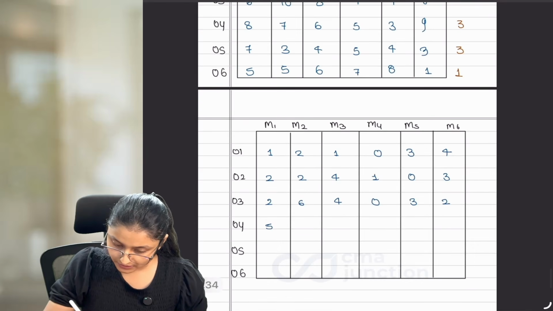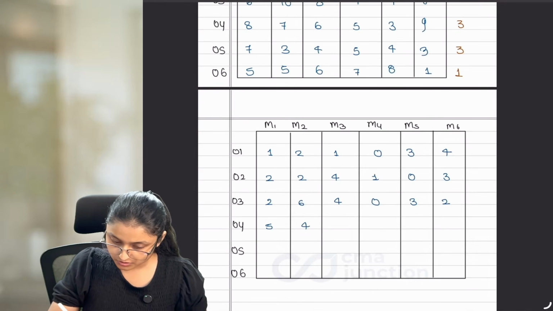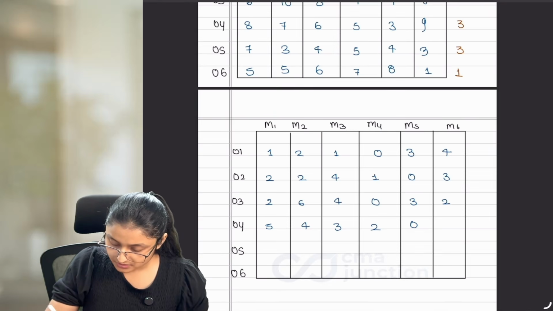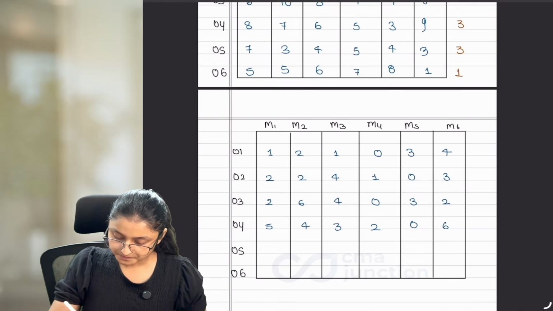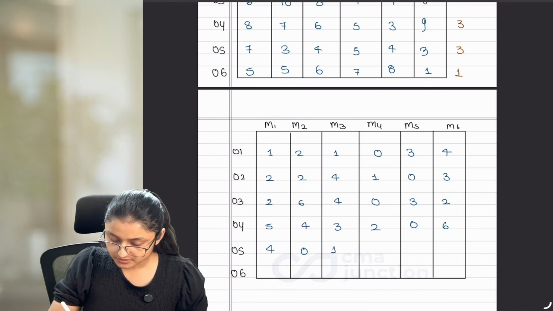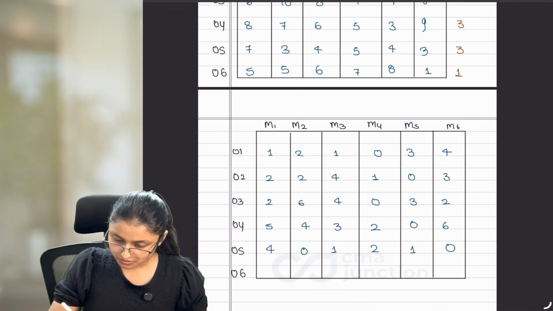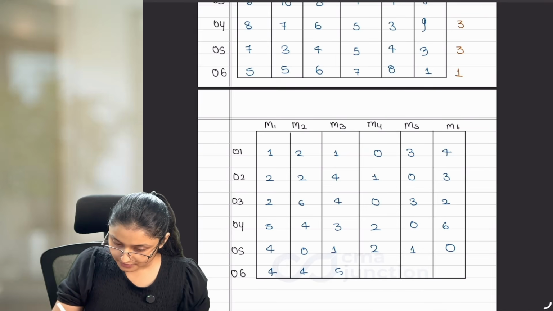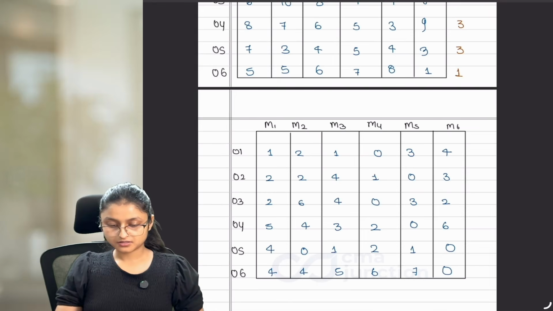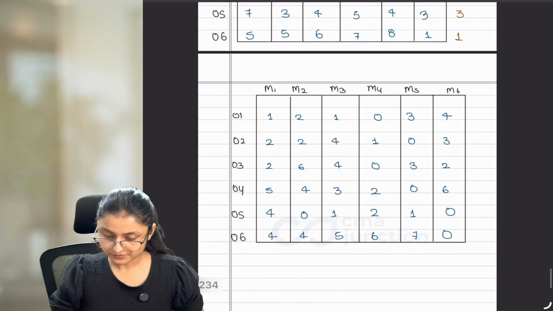8 minus 3, 5, 7 minus 3, 4, 6 minus 3, 3, 5 minus 3 is 2, 3 minus 3, 0, 9 minus 3, 6, 7 minus 3, 4, 3 minus 3, 0, 4 minus 3, 1, 5 minus 3, 2, 4 minus 3, 1, 3 minus 3, 0. Next, 5 minus 1, 4, 4, 5, 6, 7 and 0. Okay? This is our table after row operation.